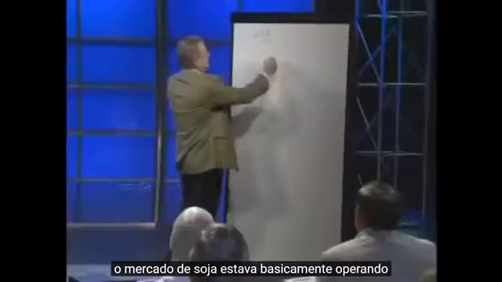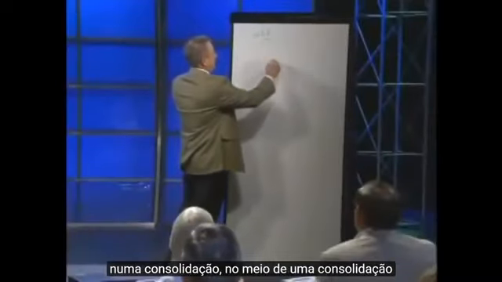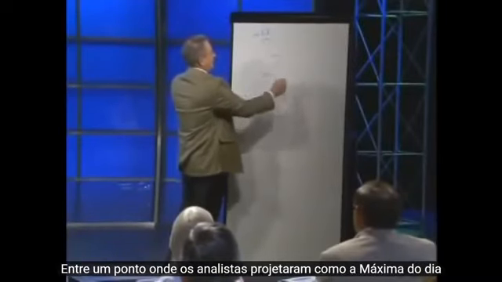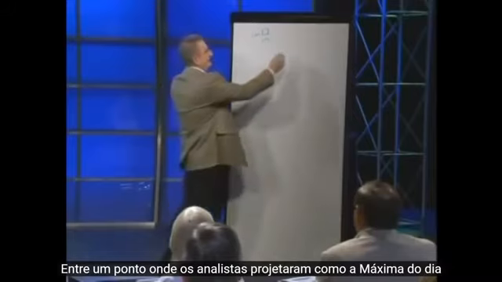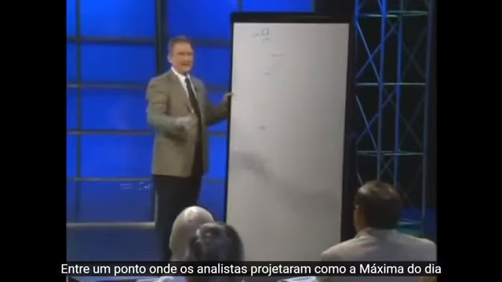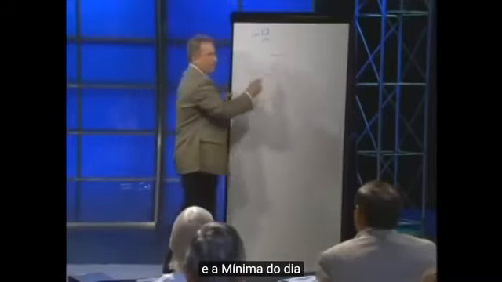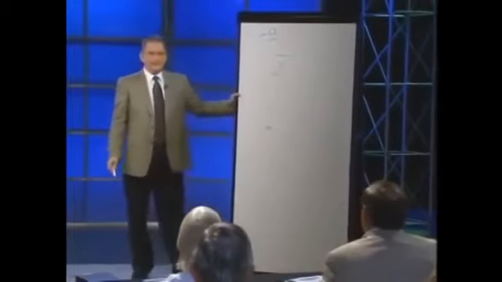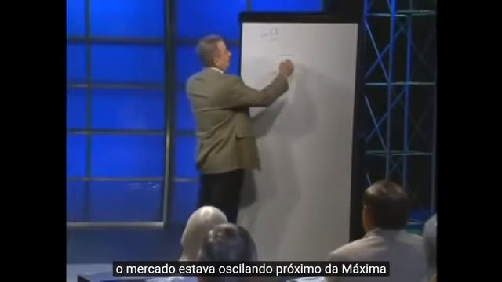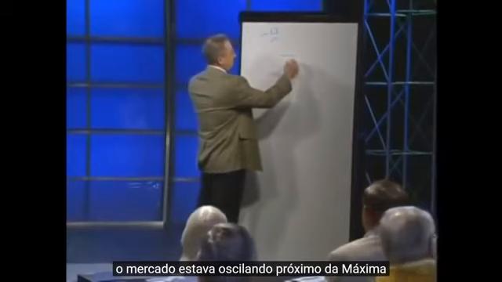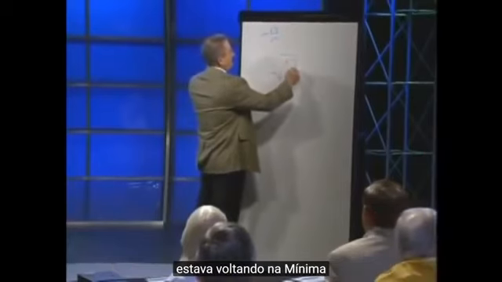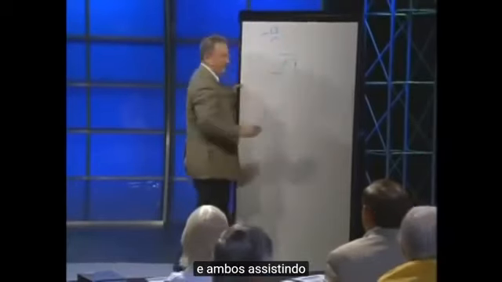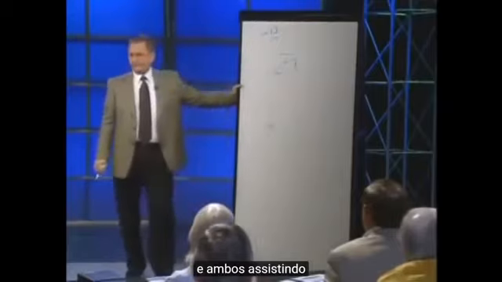The soybean market was basically trading in a range, about the middle of a range between what the analysts projected as the high of the day and the low of the day, okay? And so the market drifted around, maybe did a little bit of a test of the high, and it's coming down to the low, and they're both sitting there and they're both watching it right now.